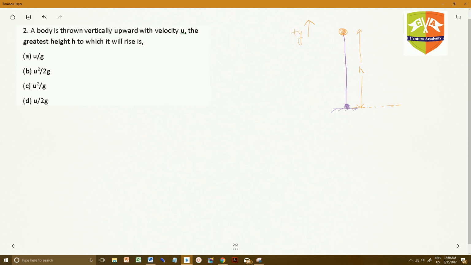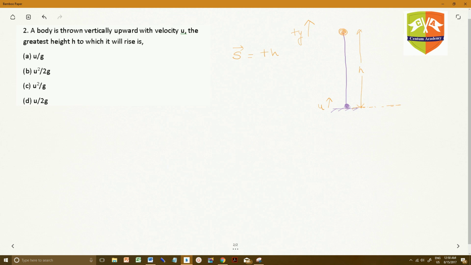If the body is going up, then in this case displacement is given as positive h, since it is going from ground towards the sky. And it's also given that it is thrown with initial velocity u. So it will attain the maximum height.